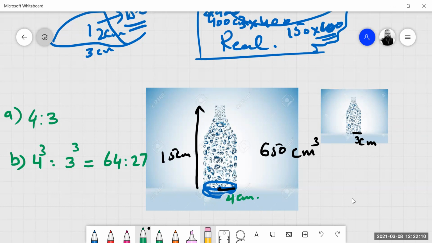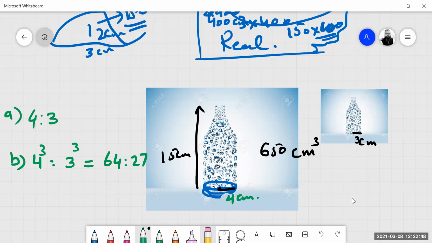Sir, I didn't understand B. What is the question? Can you read it? What is the volume ratio? Okay. For the volume ratio, we will take the cube, the power 3. For the area ratio, we will take the square. 4 power 3 equals 64, and 3 power 3 equals 27.